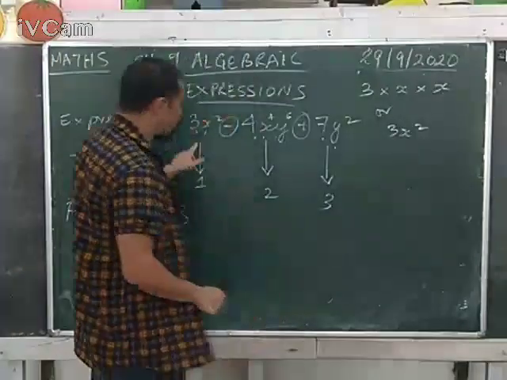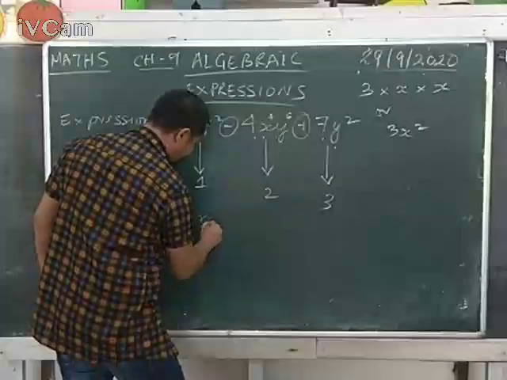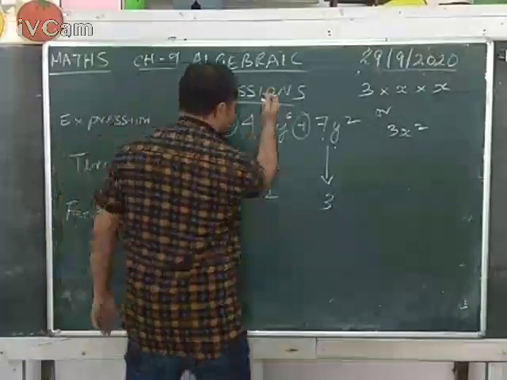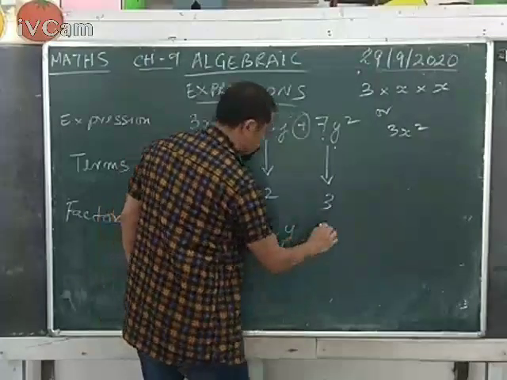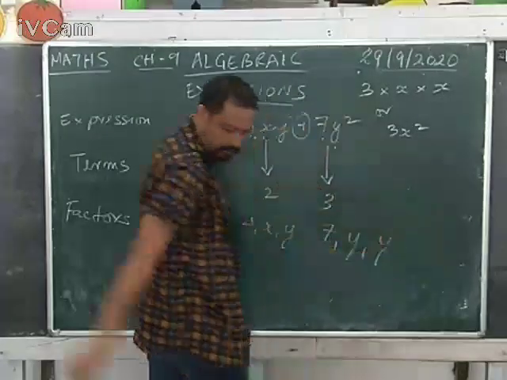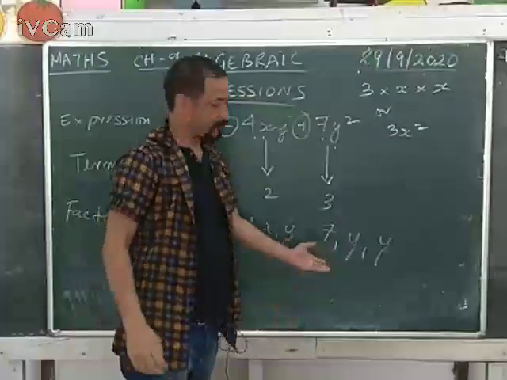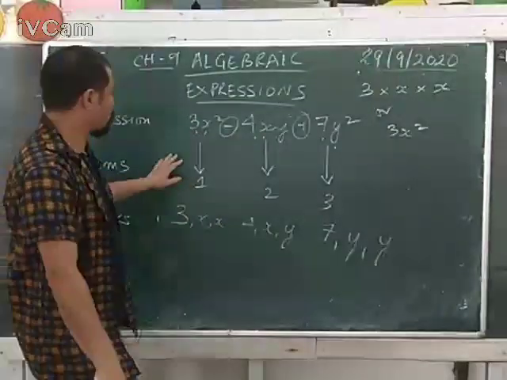So the factors out here: 3x squared means 3 into x and x. What is the factor out here? This is 4, x and y. Here is 7 and there are two y's, that means y and y, or y into y. Understood? It's very beautifully broken down.